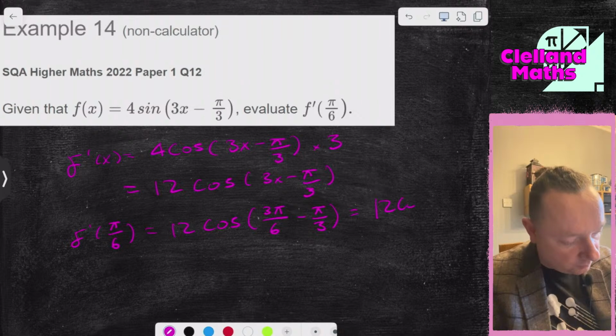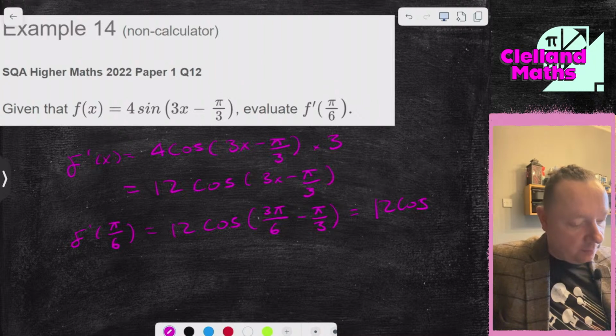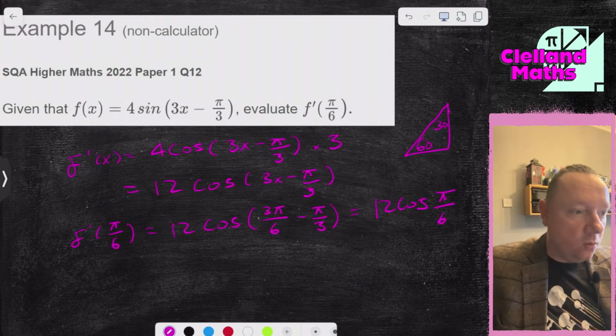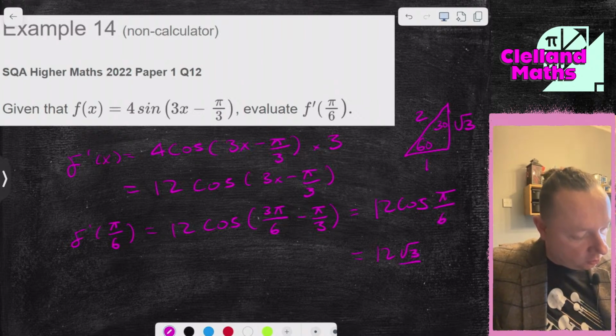That's 12 cos. Oh, let's examine this. Pi over 3 is 2 pi over 6. So it's 3 pi over 6 minus 2 pi over 6, which is pi over 6. Well, that's an exact value. Let's do a triangle. Pi over 6 is 30 degrees, because 6 30s is 180. So now we can put 1, 2 and root 3 here, and 30 cos is adjacent over hypotenuse, root 3 over 2. So we get 12 root 3 over 2. 12 divided by 2 is 6, to get 6 root 3.